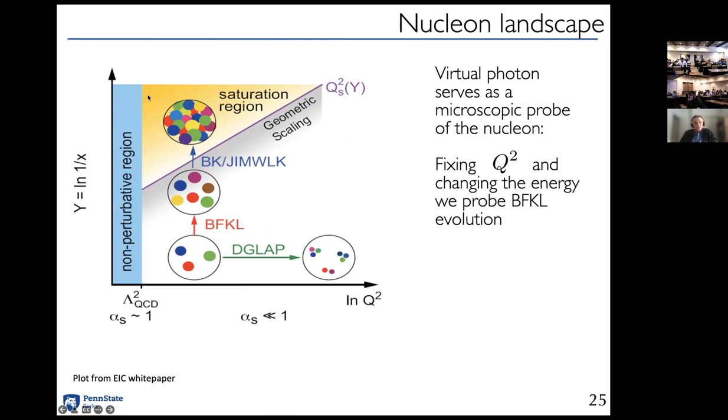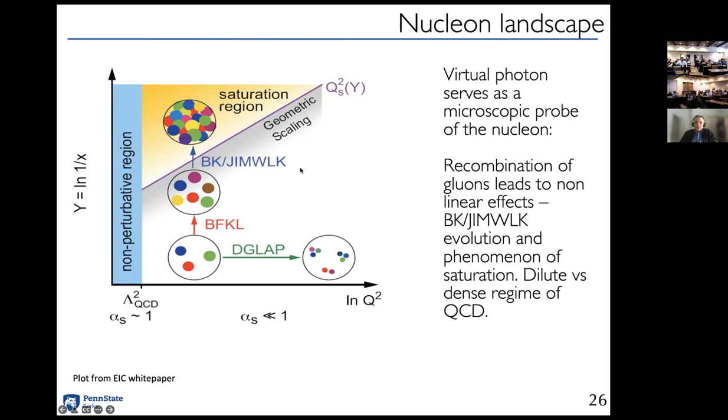This is not yet discovered. However, there are hopes that we will be able to discover it maybe at the Electron-Ion Collider or at the LHC maybe. And you'll have lectures about that next week. So the dynamics in this direction is described by the so-called BFKL equation or BK or JIMWLK evolution equation. And this is the difference between the dilute and dense regime of QCD.